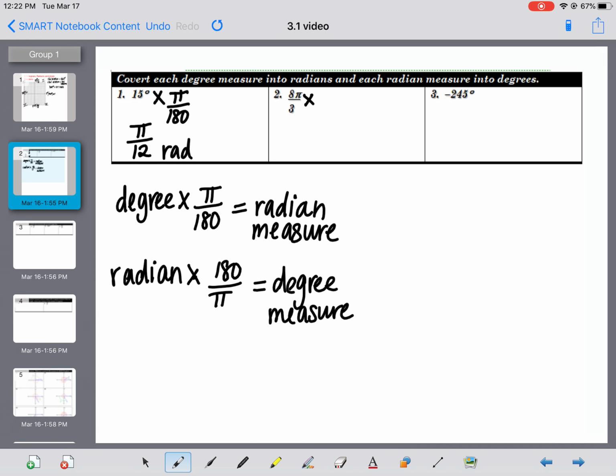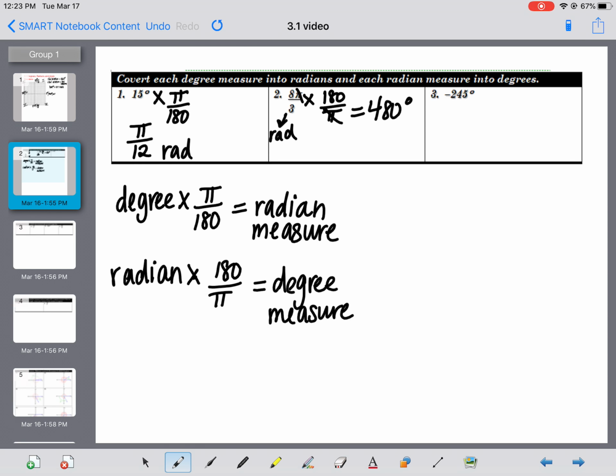Okay, example 2. If there's a pi in the original, then I know that that is a radian. So I'm going to turn it into a degree. So I'm going to multiply by 180 over pi. That gives us 480 degrees. So you can cross cancel the pi and then just multiply the fractions, use your calculator, and have it simplify.